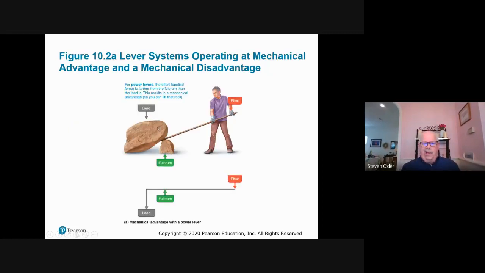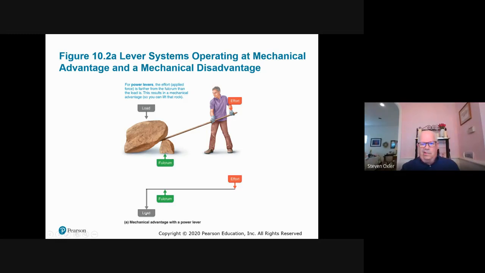Here are examples. Here's the load. Here's the fulcrum. For power levers, the effort is farther from the fulcrum than the load. Here's the effort. Here's the load. The effort is far away from the fulcrum. This results in a mechanical advantage. Thereby, you can move the rock because the effort is far away from the fulcrum. This is a mechanical advantage.